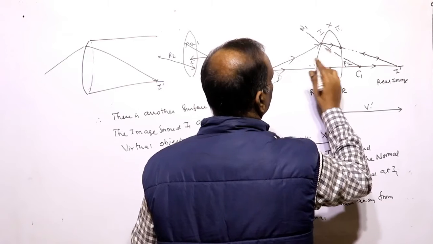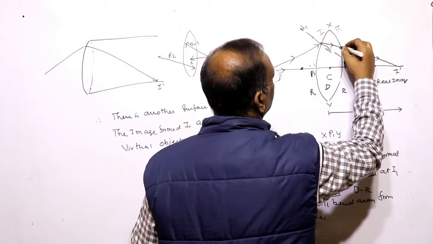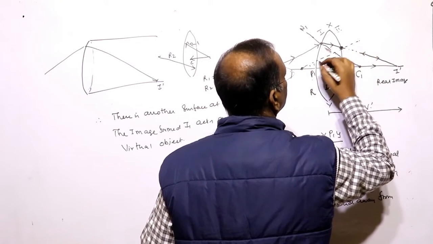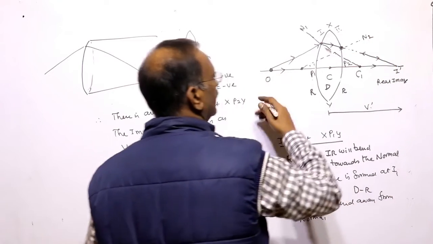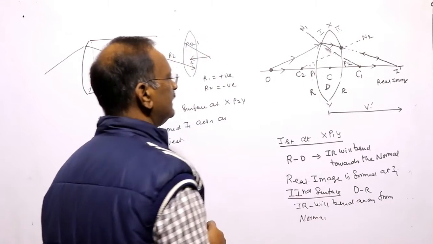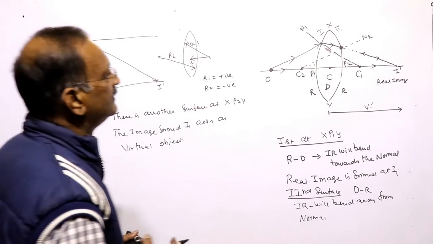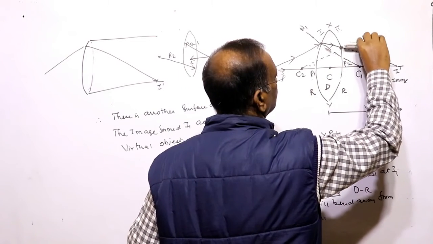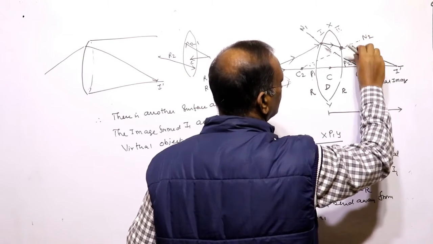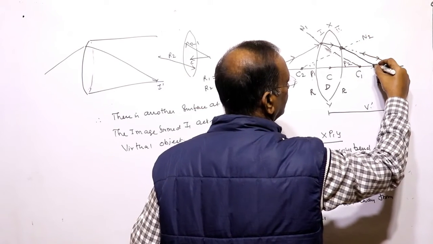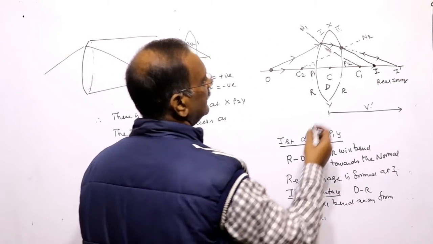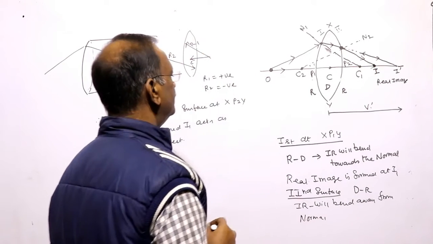So at this point we have to draw the normal. Normal drawing means simply from that point of incidence extend up to the center of curvature for that surface. This is C2, the center of curvature 2, for surface 2. This is the normal, this is the ray direction. Instead of going straight, the ray will bend away from this normal like this. So the ray will come and strike here, forming the image. We call the image formed I. It will be a real image.